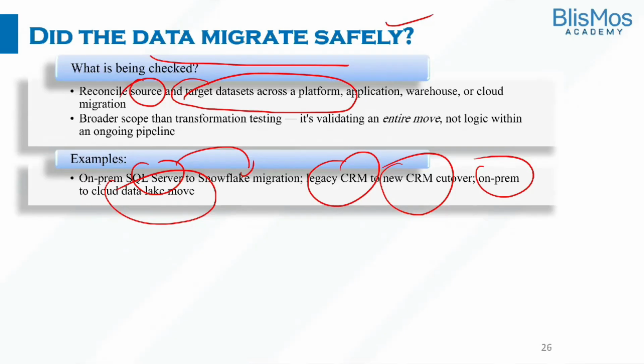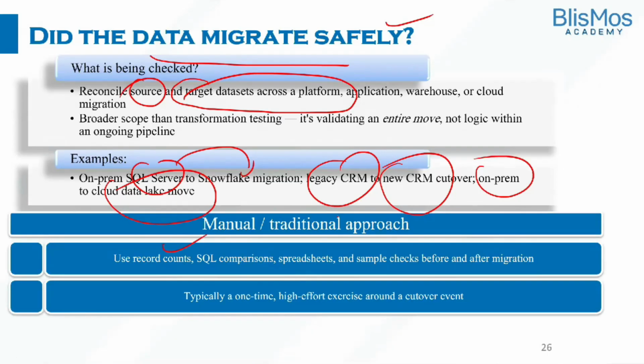The goal here is to make sure data has not been lost, not been corrupted, or changed incorrectly, or left behind. So how do you validate this manually? Traditionally, migration testing uses row counts, SQL comparisons, and sample checks before and after the migration.